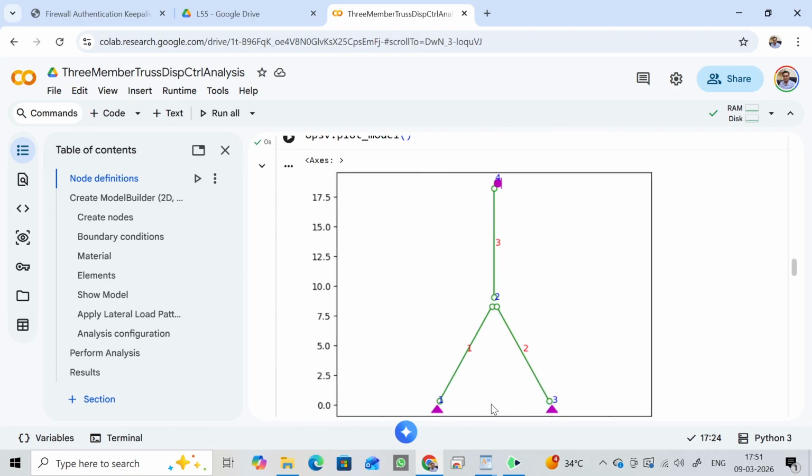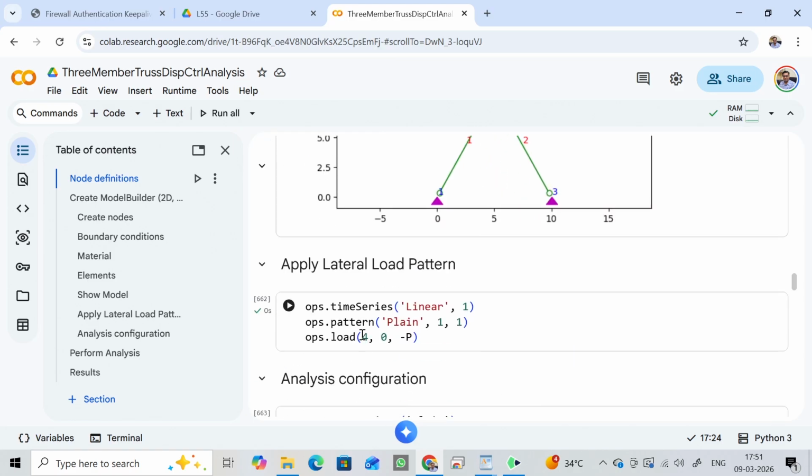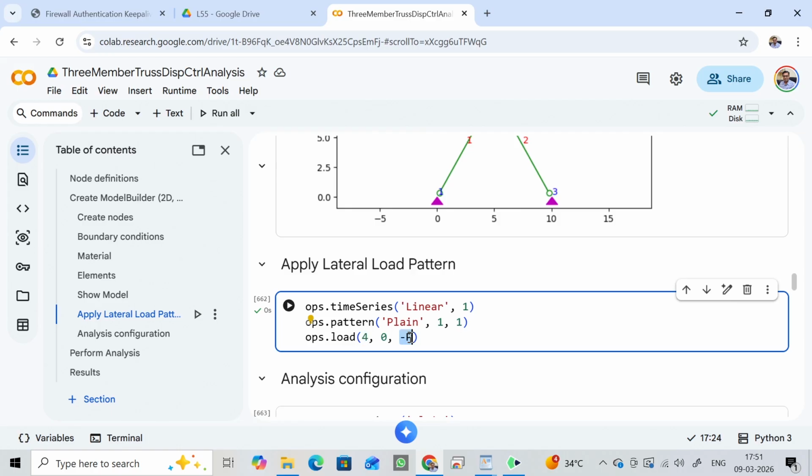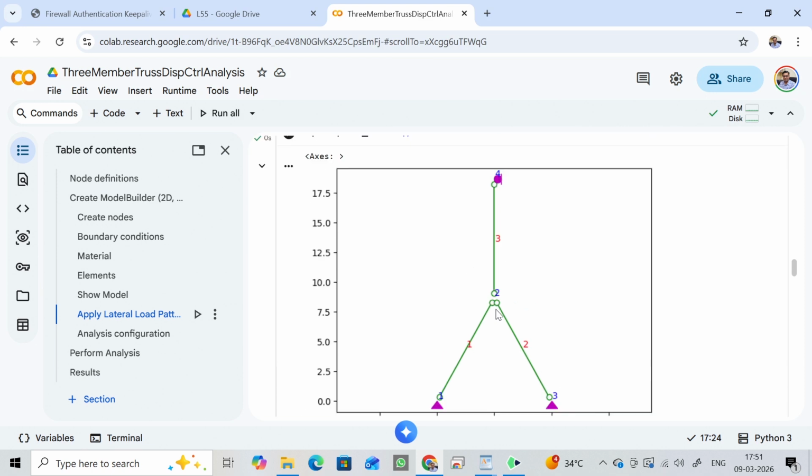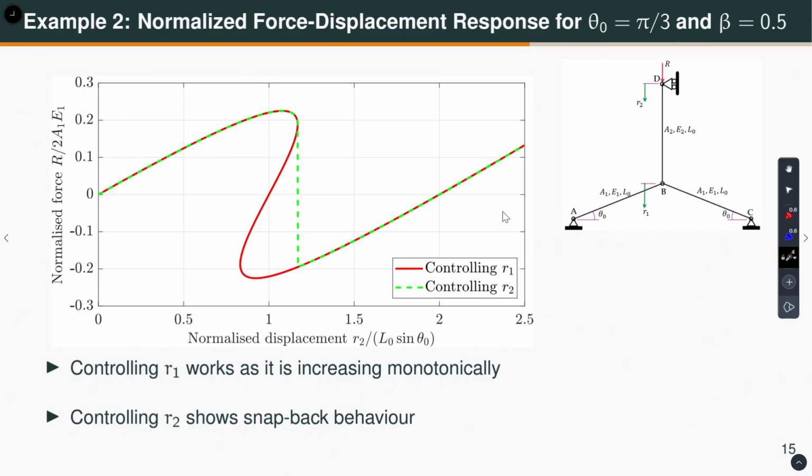So, this is my structure, node 1, 2, 3, 4, and this is element 1, 2, 3, all are co-rotational truss elements. At node 4 in the vertical direction, I am applying the reference load. At node 4 in the negative y direction, I have applied P. Okay. And then for the controlling DOF, I have node 4 vertical direction and node 2 vertical direction. So, node 2 vertical direction is my R1, node 4 vertical direction is my R2, according to this notation that I discussed, right.